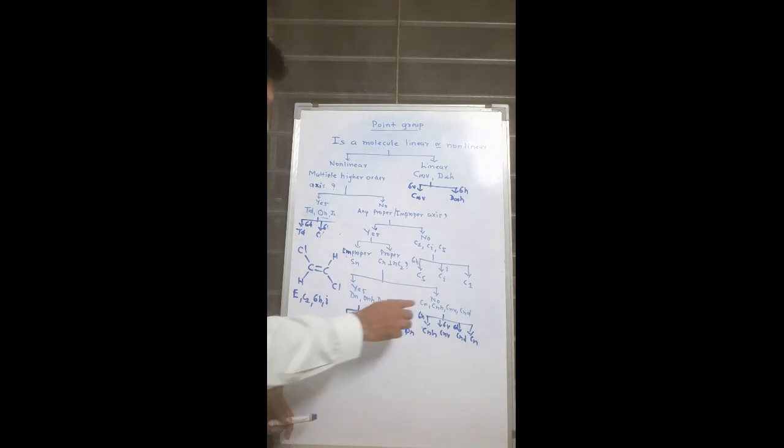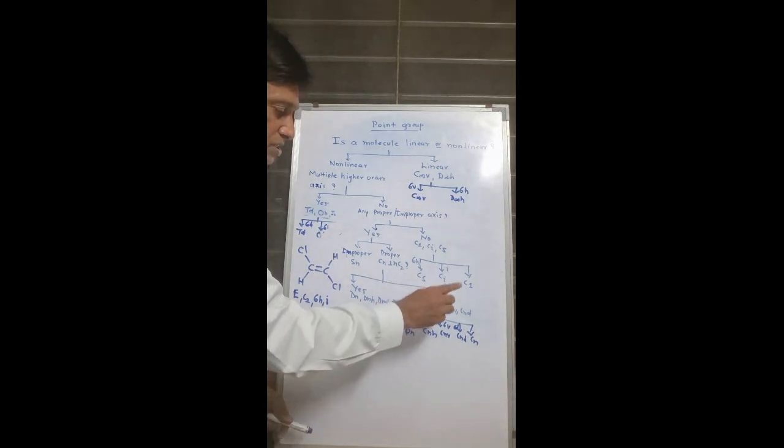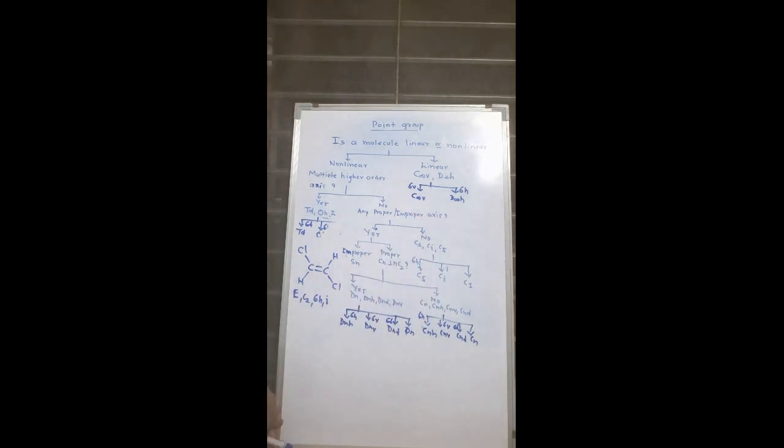Any proper and improper axis? Yes, proper axis. Then we have to go for the next question: is C2 perpendicular to 2 C2s? So here in case of trans-dichloroethylene, C2 is not perpendicular to 2 C2s, which means we have to go for the C option. So C2, C2H, C2V or C2D. But here sigma H is present, which means the point group is C2H.